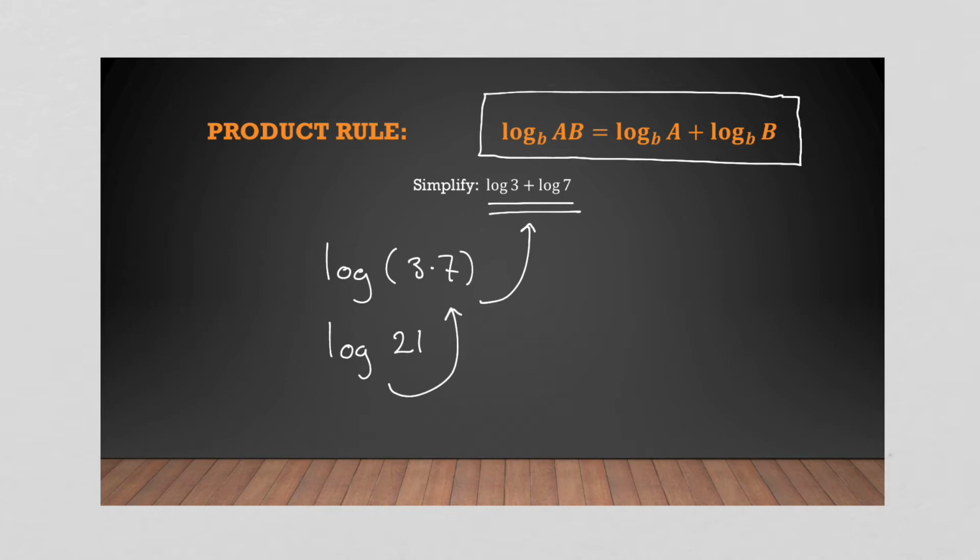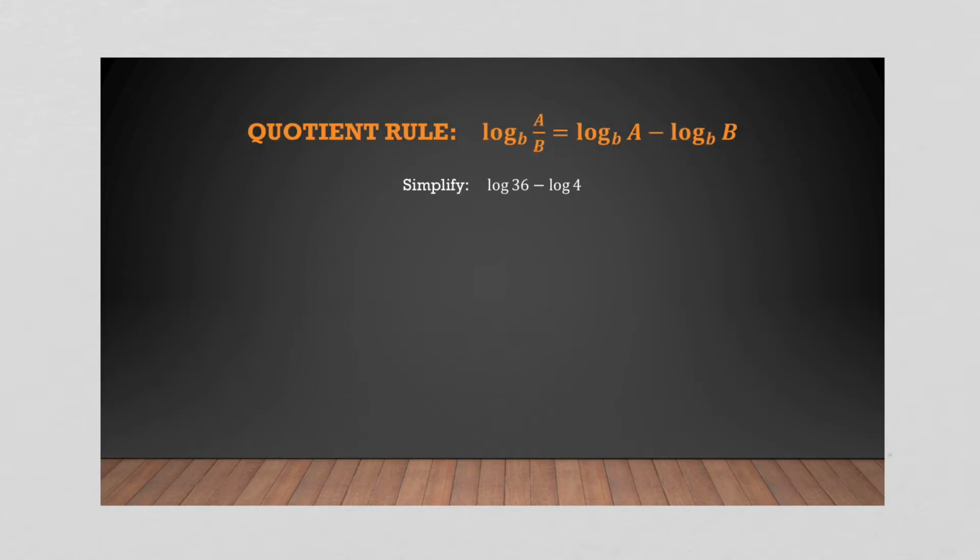But that is the first law. If you have two factors, you can break them apart, but you can also multiply them together, all right? So that is the product rule. The next one is the quotient rule. So very similar, but in this case, it's now division of the logs gives subtraction.